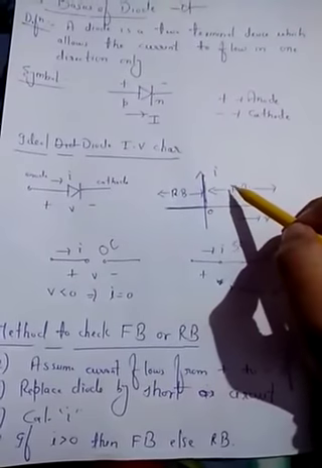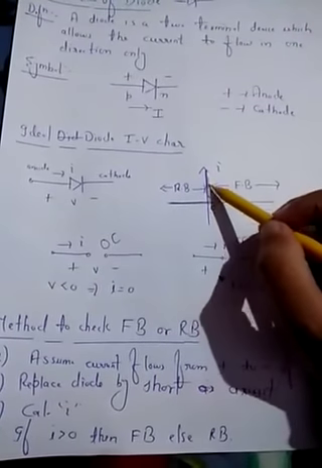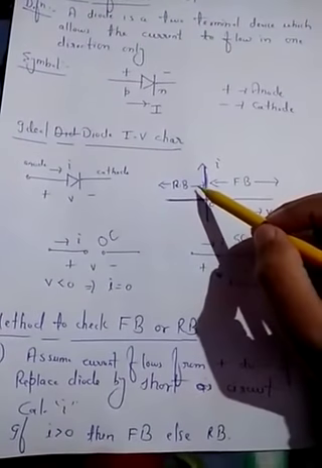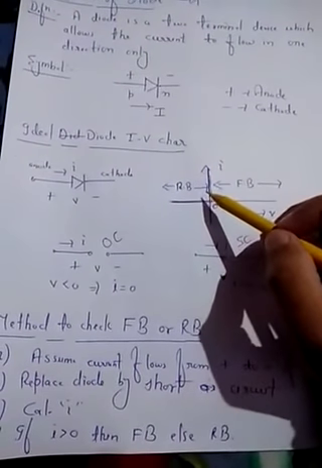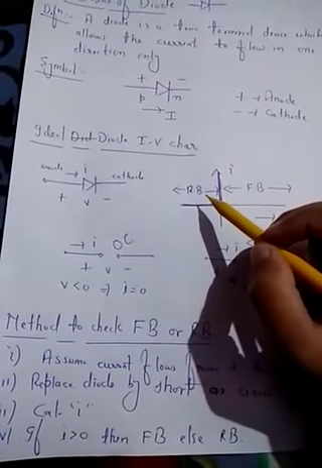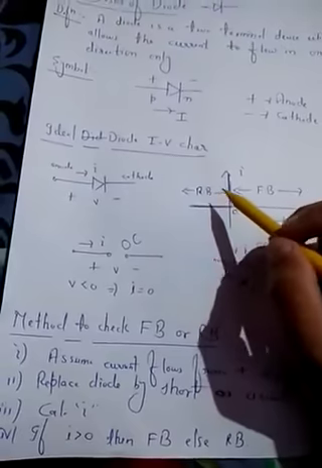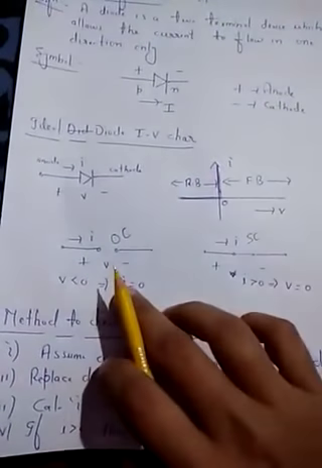So in the forward bias region, I is greater than 0, this is I, so V is equal to 0. And in the reverse bias, that is V less than 0, I is equal to 0, which is the opposite of forward bias.